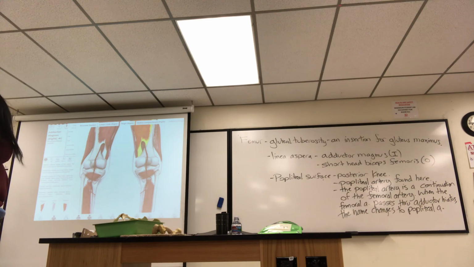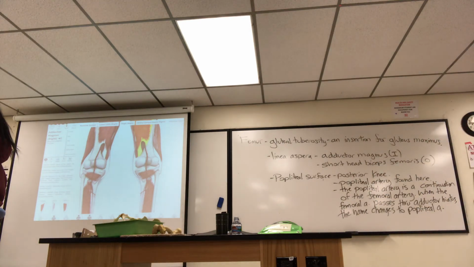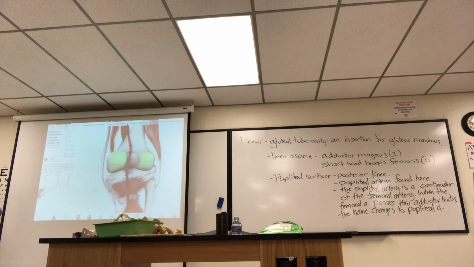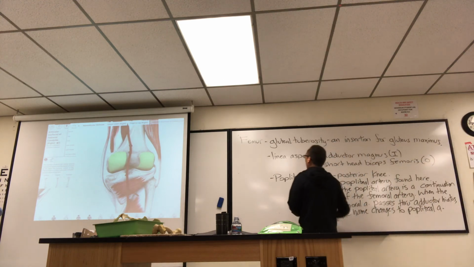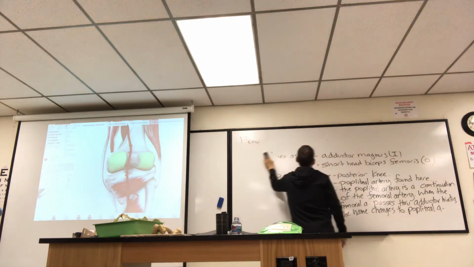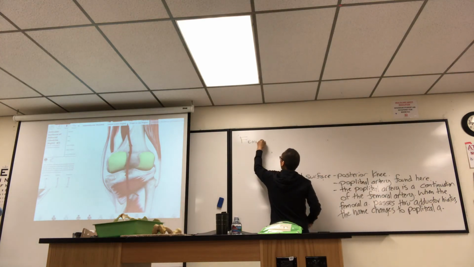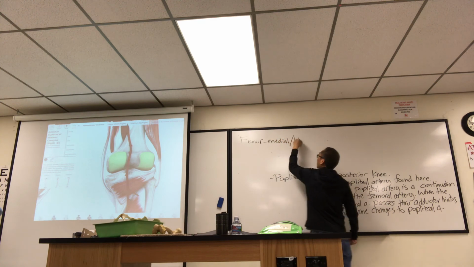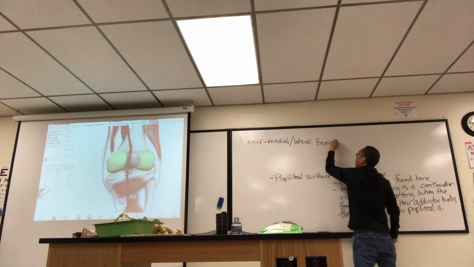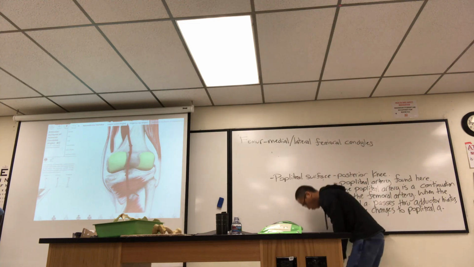Okay, so that's the popliteal surface. The next thing is, I think, the condyles. Let me check my list there. Yeah, we have the medial and lateral condyles. It's the classic knobby ends of a bone, those femoral condyles. I have them highlighted in green. Medial and lateral femoral condyles. So that's two structures, right? The medial and the lateral one.